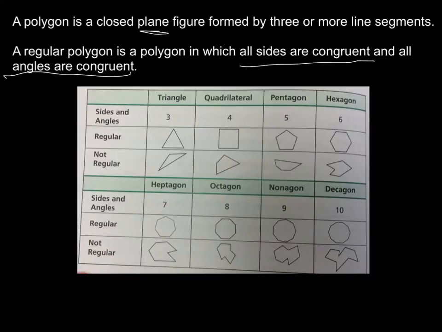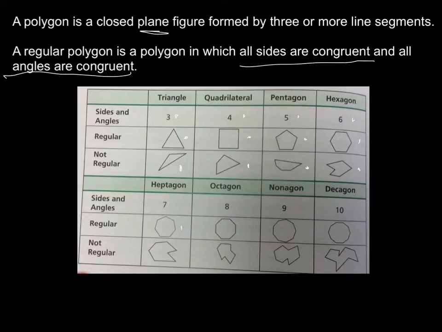So this is a great table to transfer into your notes. So sides and angles. If there are 3 sides, a regular one would look like this, a not regular one would look like this. If there are 4 sides, regular would be a square, and a not regular would just be a quadrilateral. If we're talking pentagons, 5 sides, this is what a regular pentagon looks like. This would be a not regular pentagon. Just 5 sides, they're all different. They don't even have to be all different, but if they're not all the same size, then it's not regular. So 6 sides, here's a hexagon, and another hexagon, but the top one is regular.